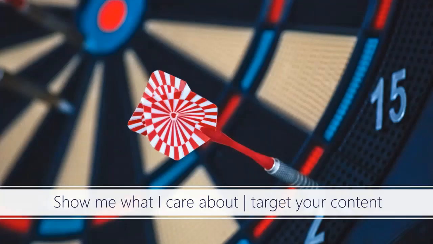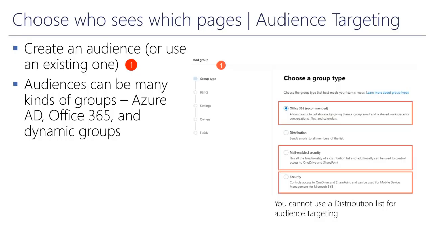The other thing you can do, which I think is critically important for any kind of page, is to show me things that are important to me. And I want to talk a little bit about audience targeting, because although it is a phenomenally interesting feature, it is not phenomenally easy to understand how it is implemented. So I'm going to just describe my order of operations for audience targeting.